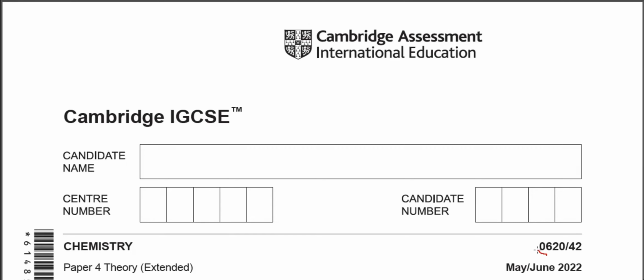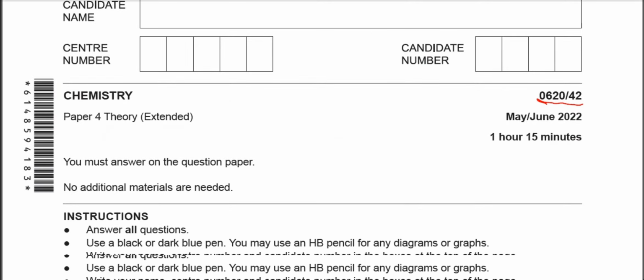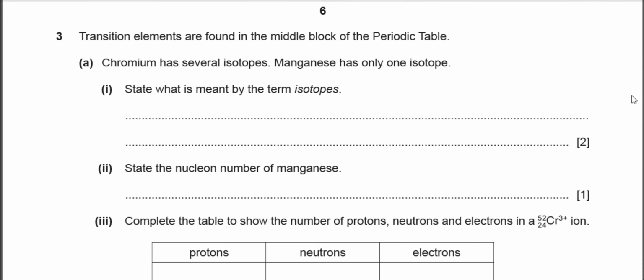So this is the IGCSE paper with the code 0620/42 of May-June 2022. Previously we solved two questions of the same paper. Now I'm directly proceeding with question number 3. You can see these are the papers which we already discussed and solved.